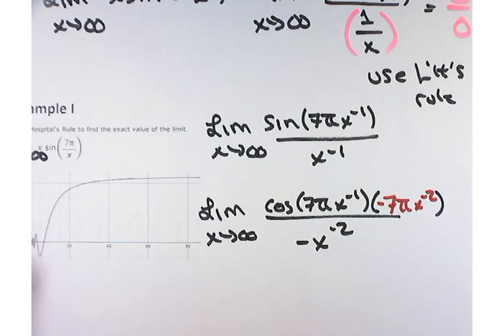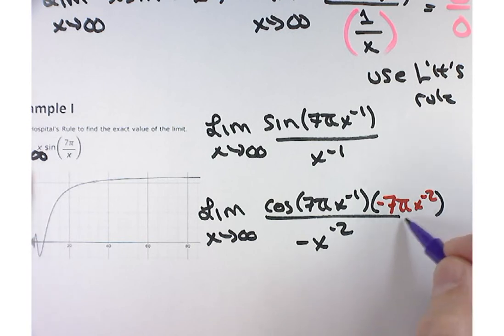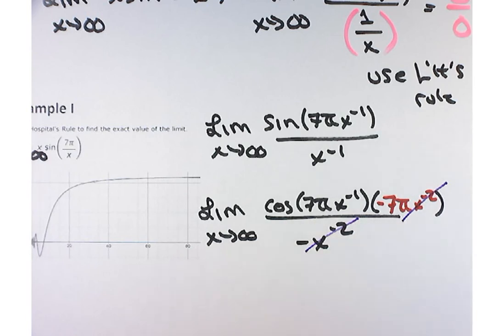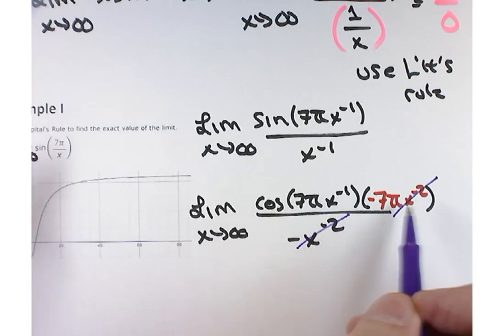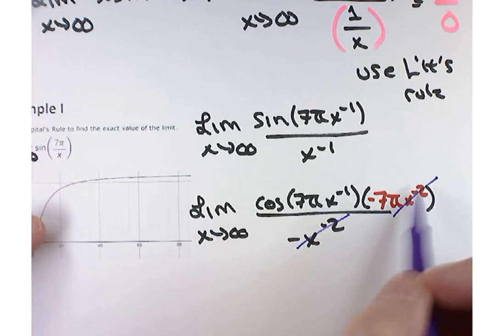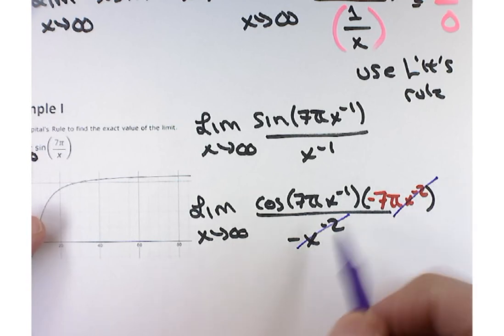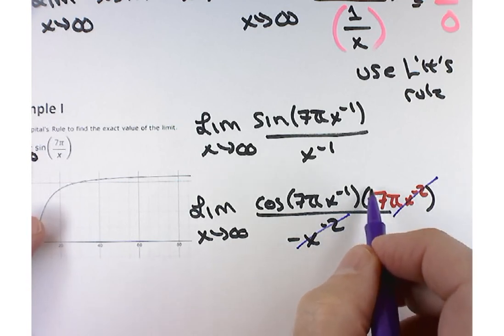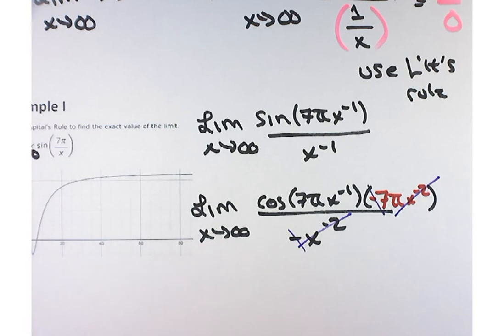You're still taking the limits here. But there's something nice that happens as a result of this. Does anyone see it? What can I simplify? X to the negative second cancels in both the numerator and denominator, right? Bam, hasta la vista, they're gone. You've got a product here. One of the factors is x to the negative two. That cancels. The negative cancels as well. So that cancels. And that leaves you with a 7 pi.